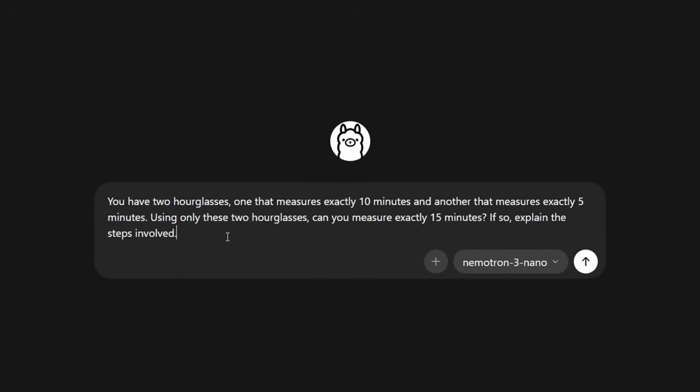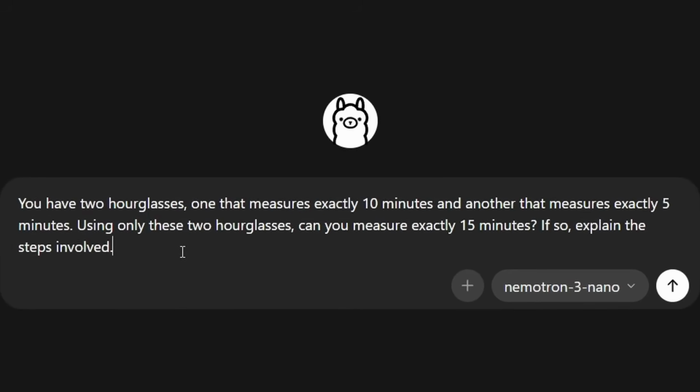Now another question I ask is about hourglasses, trying to measure amount of time. The first one, it gets right. It says if you have 2 hourglasses, one that measures exactly 10 minutes and another that measures exactly 5 minutes, using these 2 hourglasses, can you measure exactly 15 minutes? Now I gave it that one and it did that one absolutely correct.